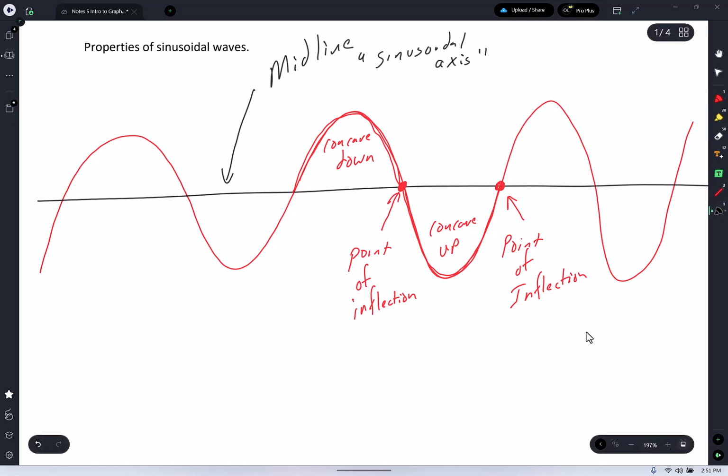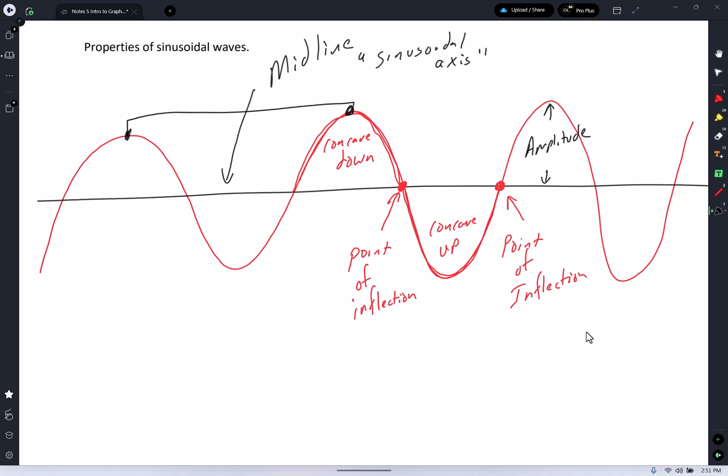We call the distance from the peak to the midline the amplitude. Let's see, what else? Okay, my wave was supposed to be uniform, but it's not. That's fine. Hopefully your wave is more uniform than mine. From peak to peak, that's called a period. You can also call that one cycle. It does not have to be peak to peak. It could be point of inflection with the graph decreasing to point of inflection with the graph decreasing. That is also a period or one cycle.